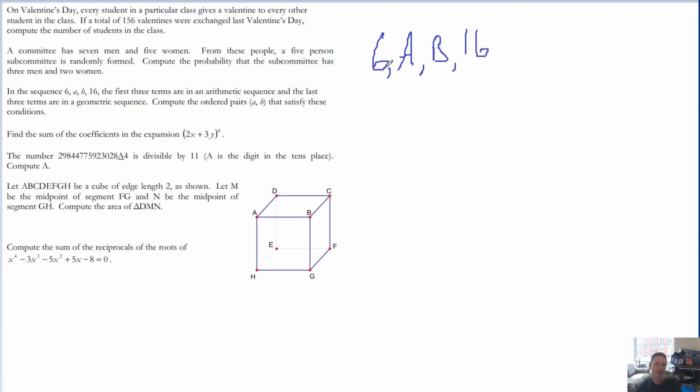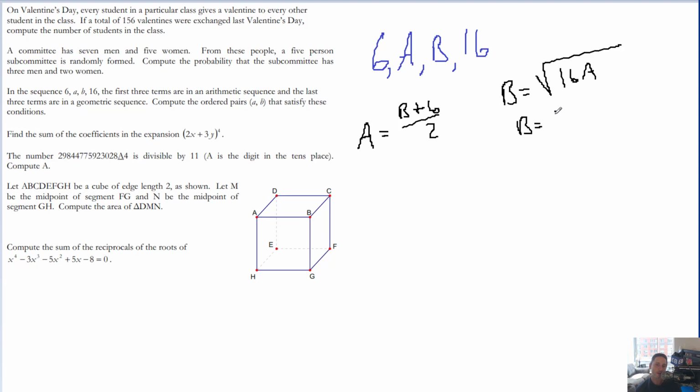6, A, B are an arithmetic sequence. That means that A, you should think this right away, A is the average of 6 and B. A equals (B plus 6) over 2. And A, B, 16 are in geometric sequence, or in geometric progression. That means that B is the geometric mean of A and 16. That means B is the square root of A times 16, or 16 times A. Great, we have 2 equations and 2 variables.